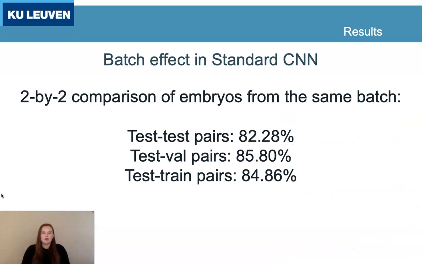Next, we looked at the batch effects, which is a known effect in clinical practice, because an embryologist would always determine which embryo to transfer to a patient based on a set of embryos from that same patient. And he or she will choose the best embryo out of the set to transfer to the patient. So we wanted to see whether our neural network would perform better if it had to make 2x2 comparisons of embryos from the same batch or the same patient. And as you can see, this improved the performance of our neural nets to above 80% accuracy.